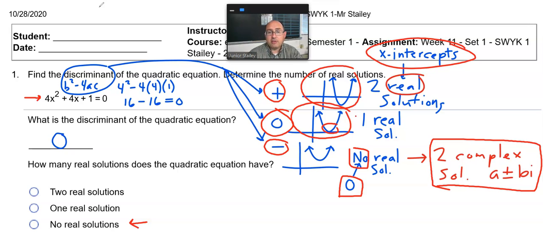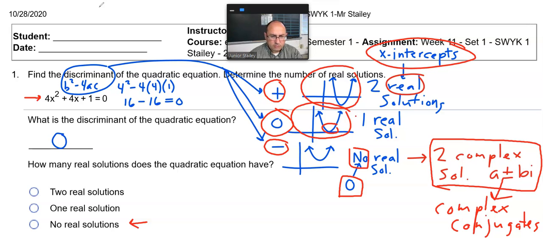Remember, we talked about complex solutions being a plus bi, a minus bi, something like that. But you would have two of them. And these are actually called complex conjugates. Complex, I forgot to write that down. Conjugates, C-O-N-J-U-G-A-T-E-S. Should have written that down. Wish I would have. Okay, complex conjugates.